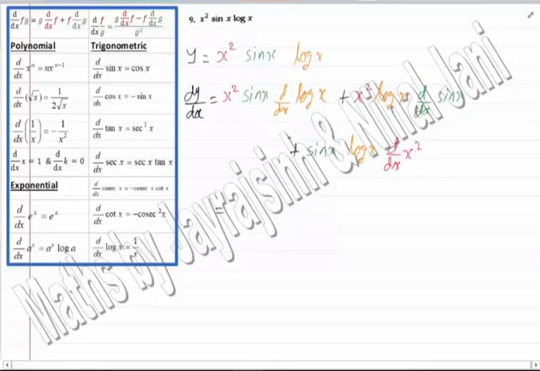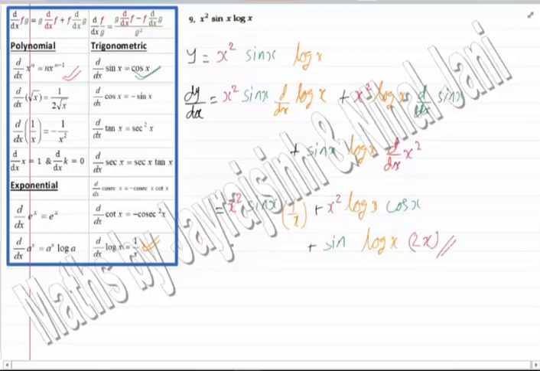Okay, so let's do as we planned. x square and sin x is as it is, differentiation of log x is 1 by x, plus x square and log x is as it is, differentiation of sin x, we know that, is cos x, plus sin x and log x is as it is, differentiation of x square is 2x, and tada! This is your final answer. You can simplify if you want.